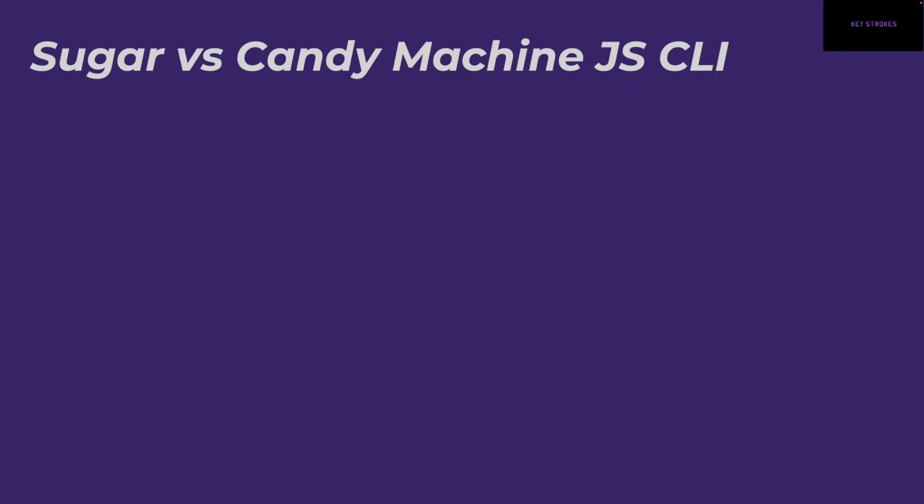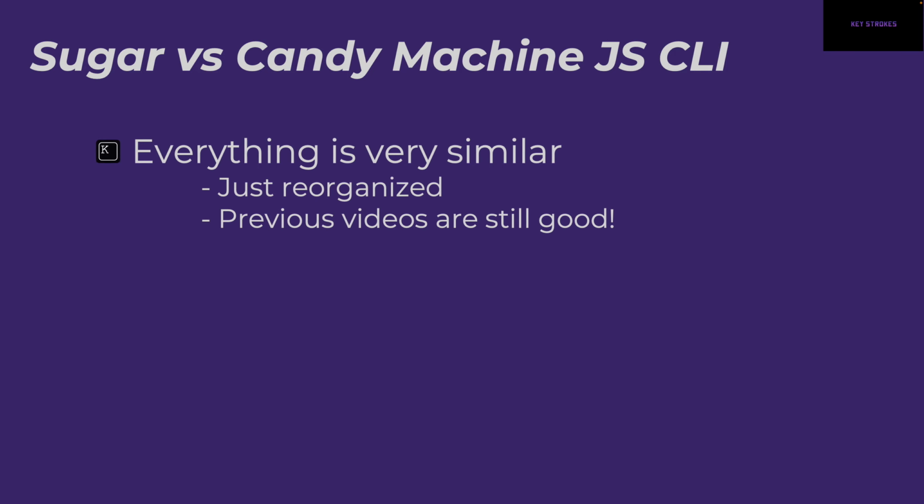And that's it. You created your Candy Machine using Sugar, and we used the Candy Machine UI to mint it out. I hope you had a good experience using Sugar. And if you've used the Candy Machine JavaScript CLI, you can tell that this process was way smoother. If you compare Sugar versus the Candy Machine JavaScript CLI, you'll realize that everything is very similar. Things just have been reorganized, and so all the previous videos that we have created are still valid. So I'd say check them out in case you want to dive deep into everything about Metaplex and Candy Machine.